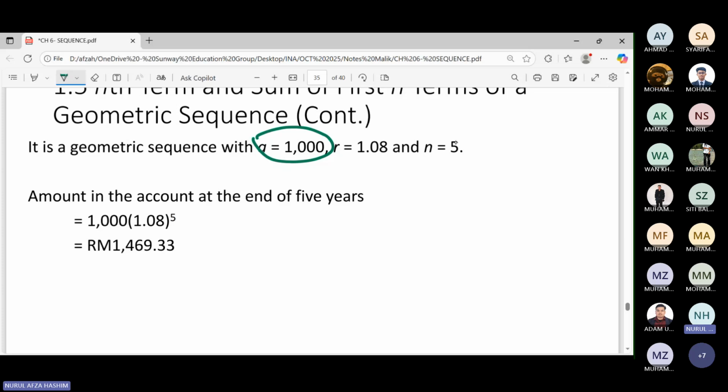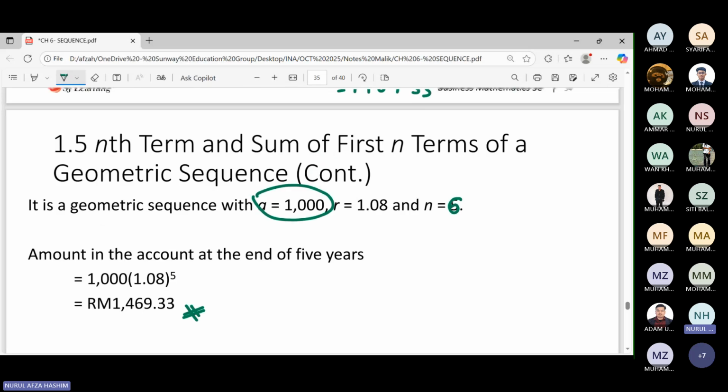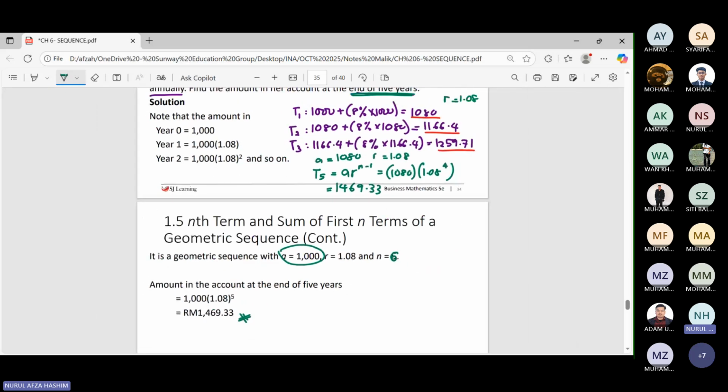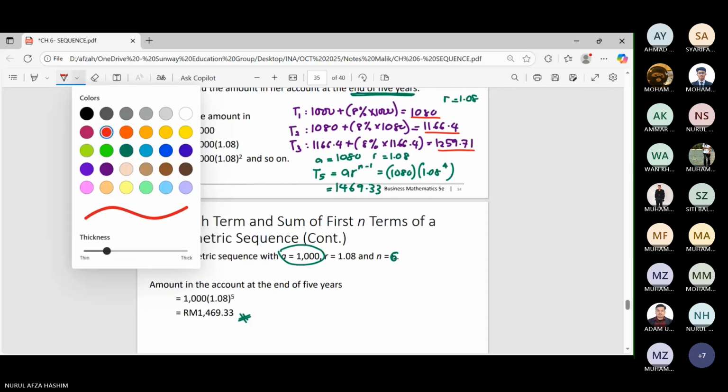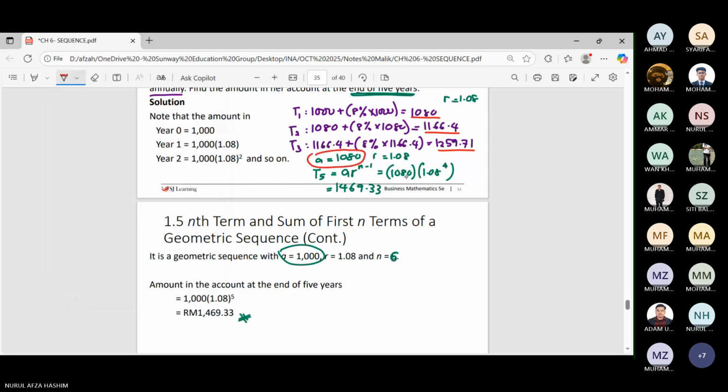This one, the N should be 6, so that's why it's power of 5. You get the same answer also. Let's compare. Here's mine. I'm using my A as 1080 and my N here is 5. But if you are using A as 1000, your N should be 6. You get the same answer.